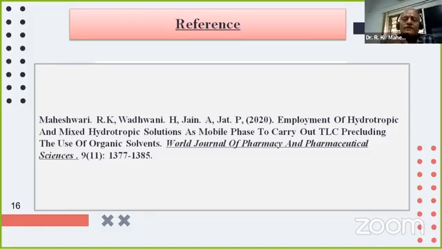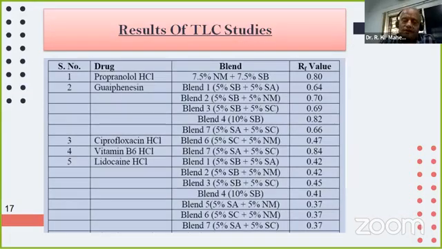Here is the complete reference of a published paper. This work was done by an MPharm student in my lab. In short, 9 water-soluble drugs were used in this TLC work. This TLC work was done without the use of organic solvent, just by using mixed hydrotropy or hydrotropic solution as the mobile phase.